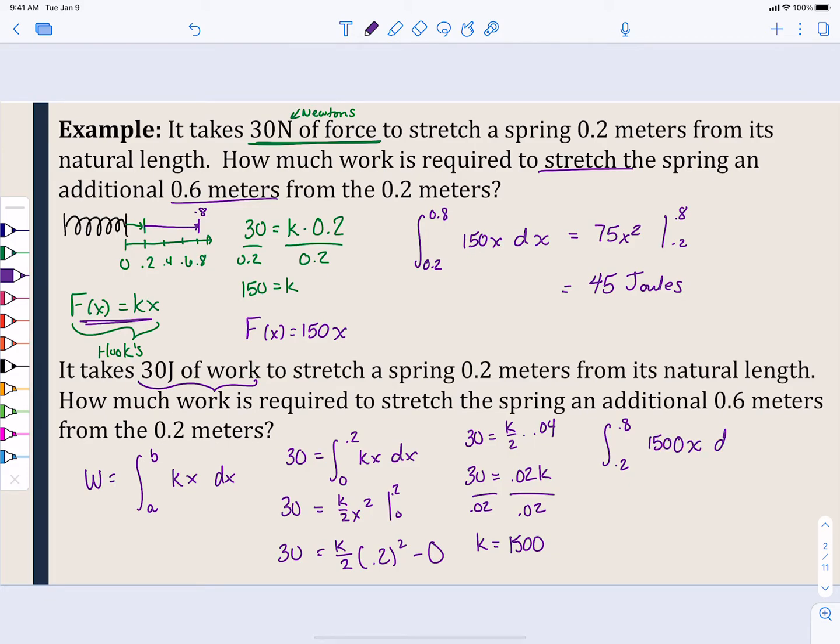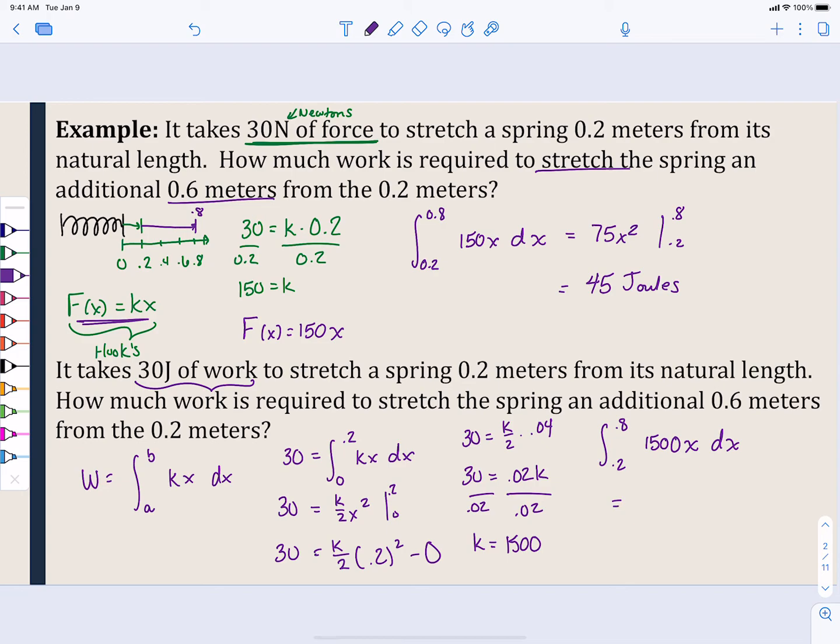So we get 1,500 times x. That is going to be our force function in this case. And we're going to get 750 x squared from 0.2 to 0.8. And this is going to be equal to 450 joules for this spring.